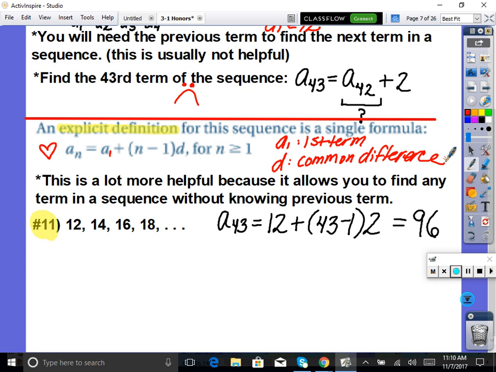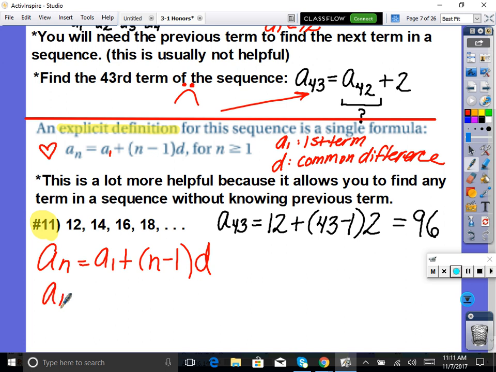So let's look at number 11. Instead of writing a recursive definition, which we found out to be not so helpful, let's write an explicit definition. So let's write a formula that will generate any term in this particular sequence. So we'd say a sub n, we're doing a general formula, and then a sub 1 plus n minus 1 times the common difference. Then I'm going to make sense of why this formula actually works, and then you'll understand it better in a second.